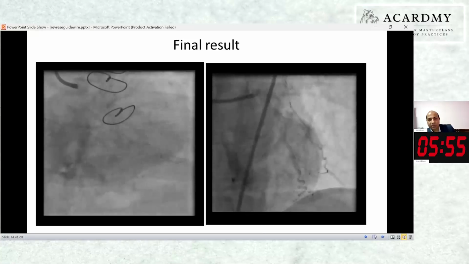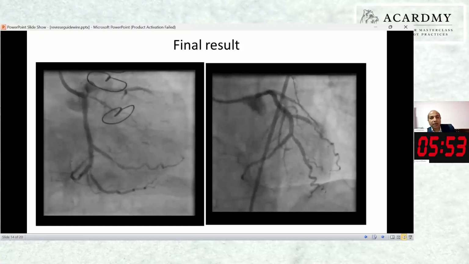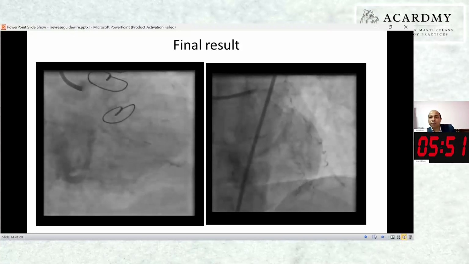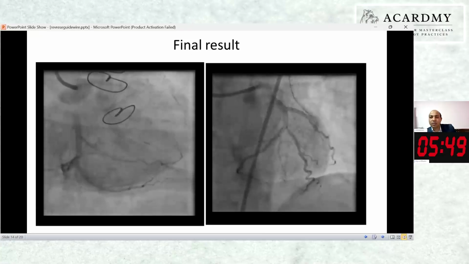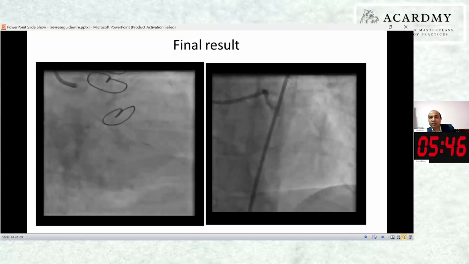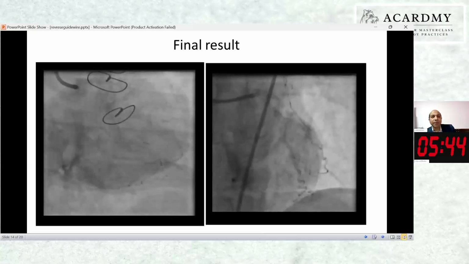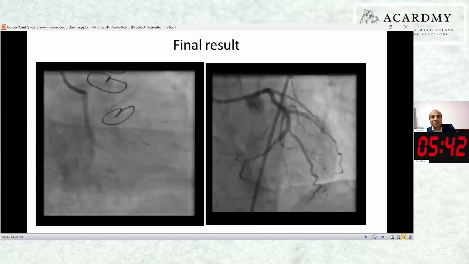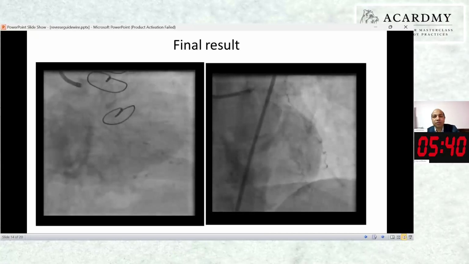Actually, the vessel diameter was not that great. So, good TIMI 3 flow with no complication, and the patient has been doing very well for the last 2 years, completely angina free. So this is the first case which I did with the single lumen microcatheter.